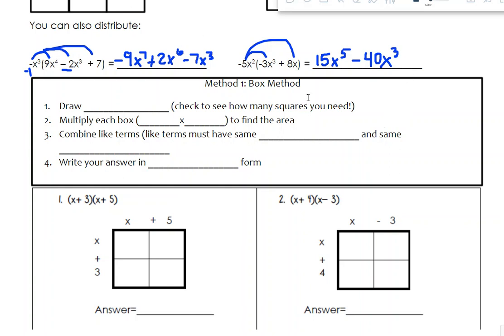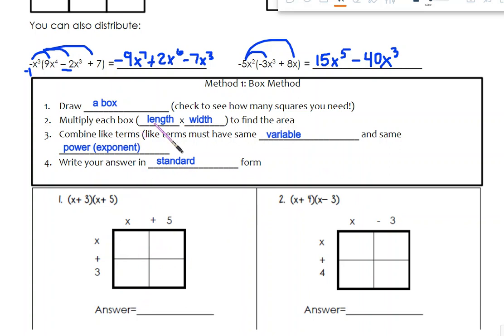All right, so let's do some more box methods. All right, so box method. So this time I'm doing a binomial, which means two terms, times another binomial, which means another two terms. See? Two terms times two terms. So one way I can do this is a box method, right? So the first thing I'm gonna do is draw a box. I'm gonna check to see how many squares I would need. So if I was gonna multiply this one, I see I have two terms and two terms. So it means I'm gonna have 4 total boxes. Two terms and two terms, right?